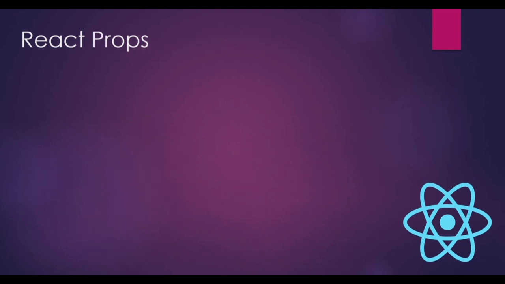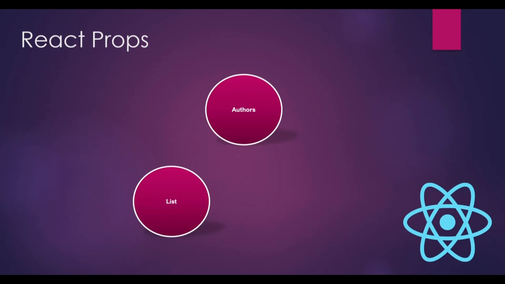Alright, so in React, data flows between a parent component, shown here as authors, and a child component, shown here as a list, with a one-way mechanism known as props. Data does not flow back from the child component to the parent component via any properties. By this, the parent component is responsible for managing the properties of the child. The child cannot modify its properties that are passed to it.